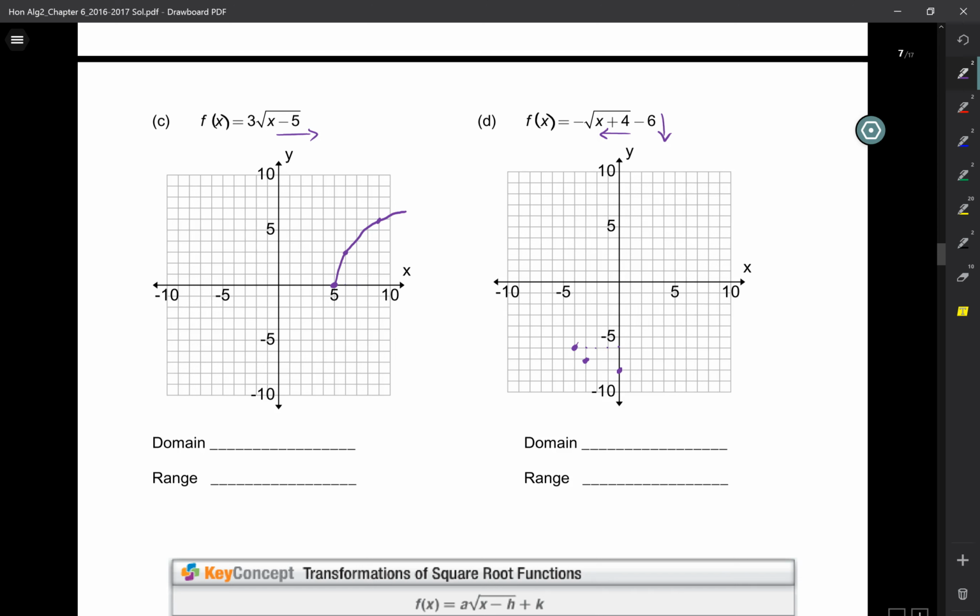Yeah, I'll come back to it. And if I move to the right 1, 2, 3, 4, 9 units, I go down how many? 3. So you see how that looks.